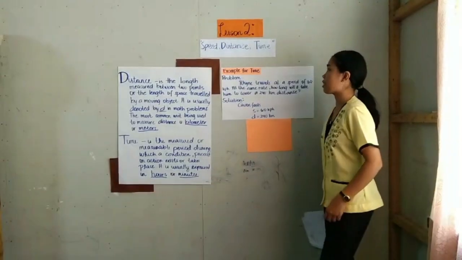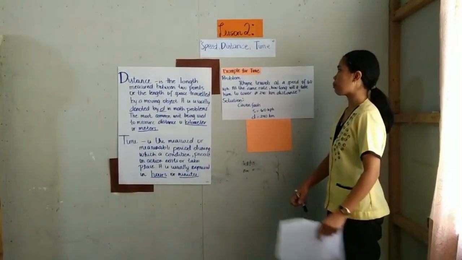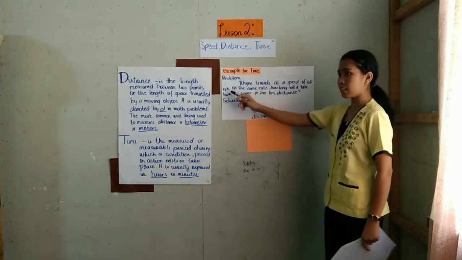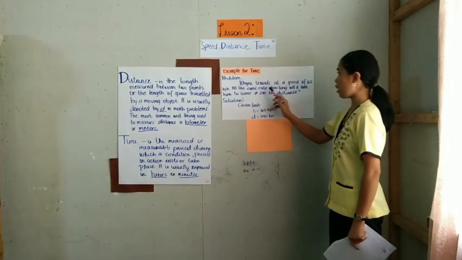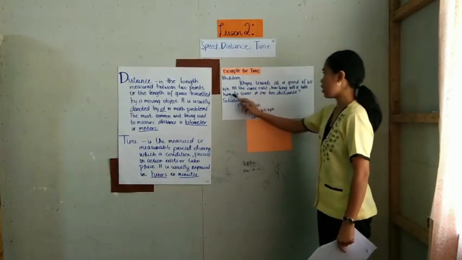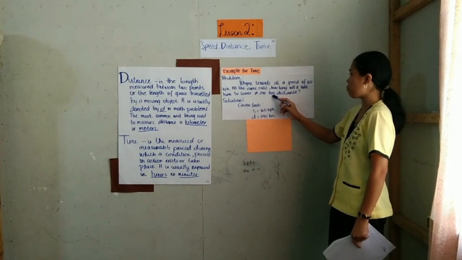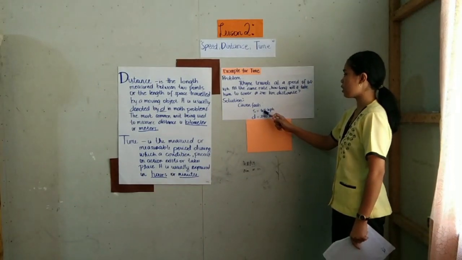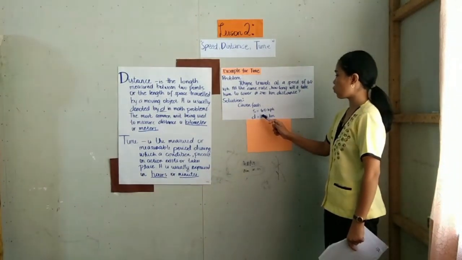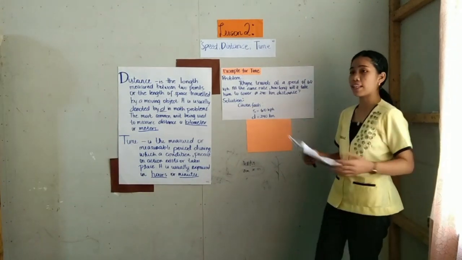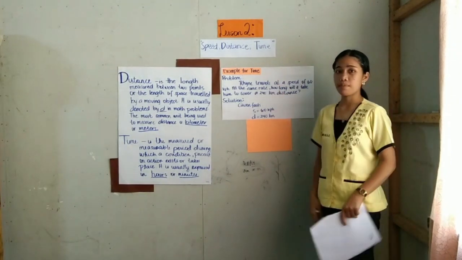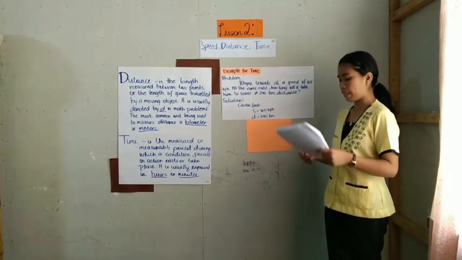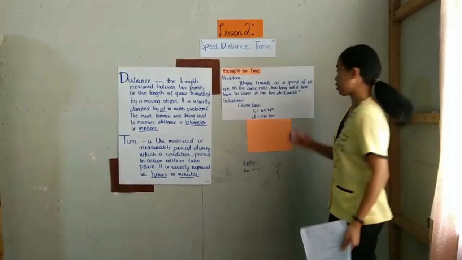Now let's move on to an example in time. The problem here is: Rain travels at a speed of 60 km per hour. At the same rate, how long will it take him to cover a 240 km distance? The given facts here are the speed, which is 60 km per hour, and the distance, which is 240 kilometers. Again, how are we going to get the time? Yes. Time is equal to distance over speed. The unknown here is time.